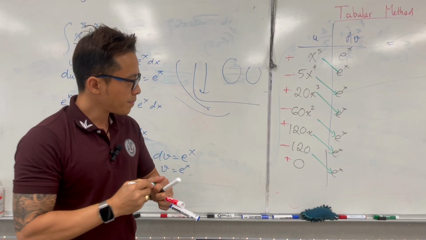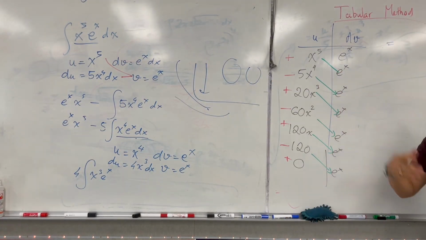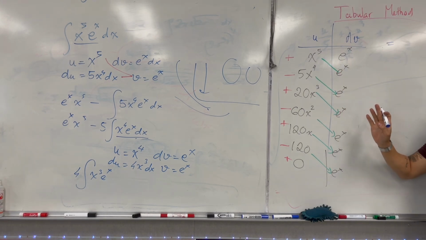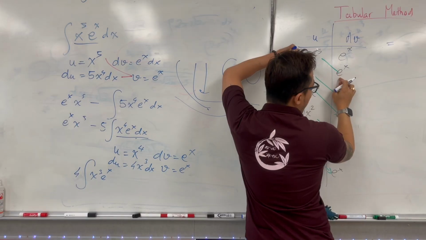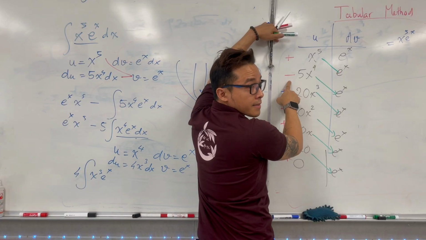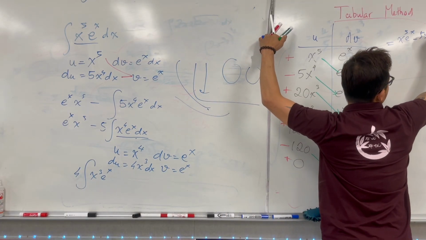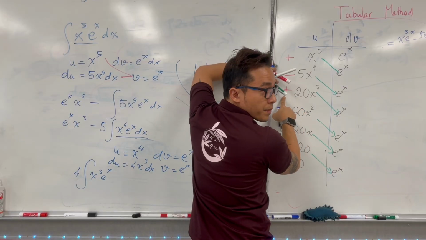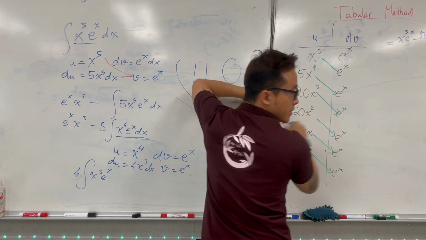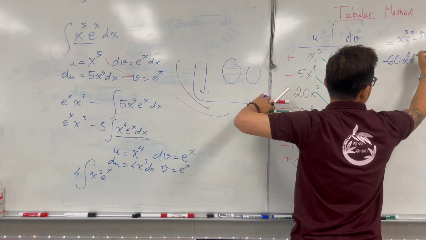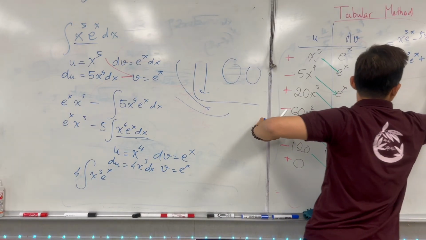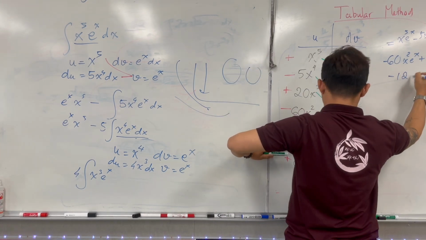Okay? How long does it take for you for this? Maybe another 50 seconds. And then answer. Multiply them together with the sign. That's it. That's the answer. Now read together with me. x^5 times e to the x. What next? Minus 5x^4 e to the x. Next, plus 20x cubed e to the x. Minus 60x squared e to the x. Plus 120x e to the x. Last one, minus 120 e to the x.